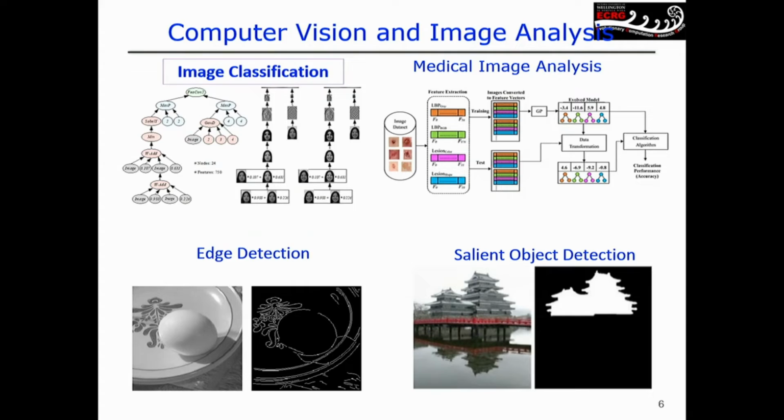Another key area is computer vision and image analysis, and probably also speech and video processing. From image classification, which identifies different types of images, to edge detection, salient object detection, object tracking, and we recently started working on 3D reconstruction. Application areas also include a lot of work on medical image analysis.